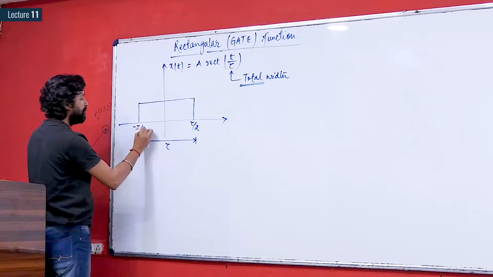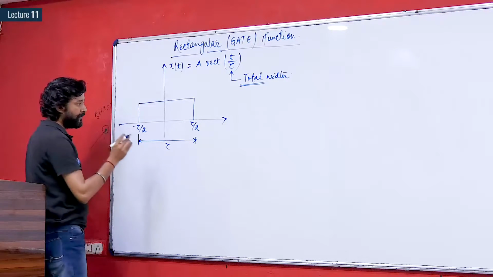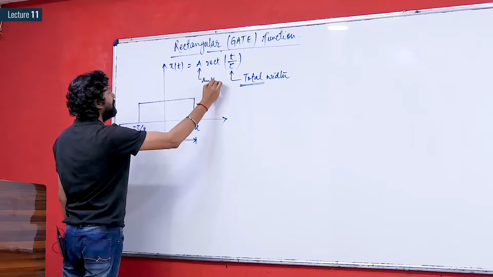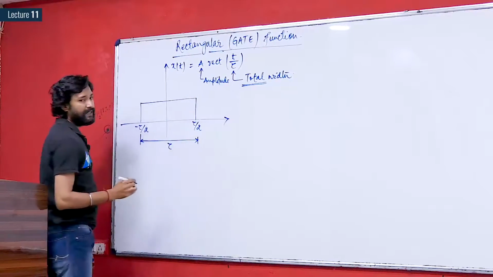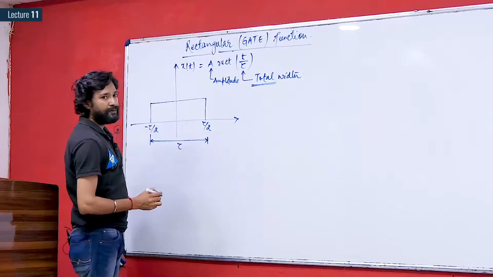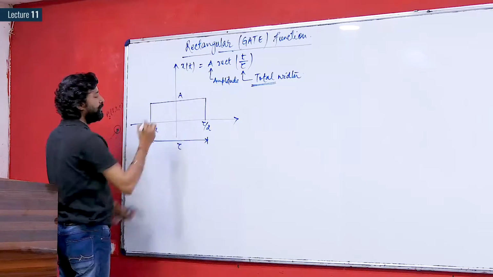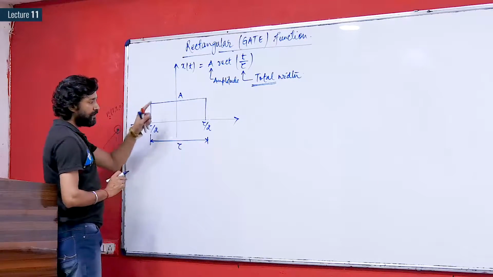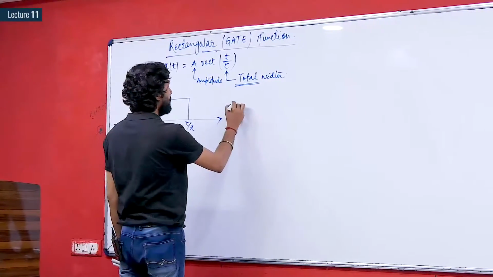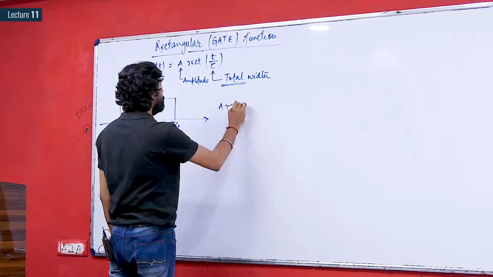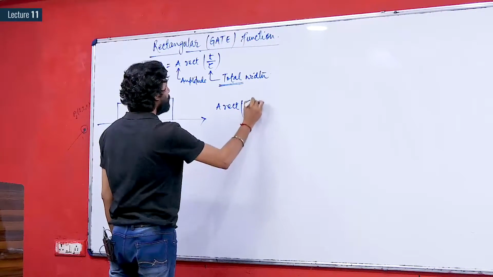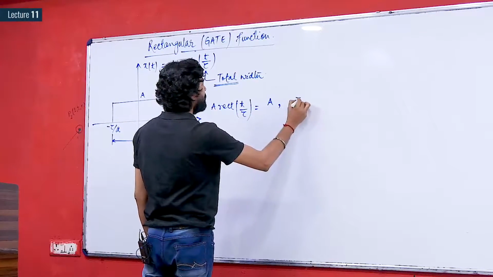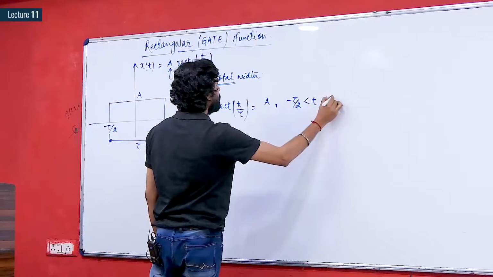So these points are minus tau by 2 and tau by 2, and during this interval this represents the amplitude a. So you can say that a rectangle of t upon tau represents a rectangle having value a, but only in the duration from minus tau by 2 to plus tau by 2. Mathematically, a rectangle of t upon tau can be written as a for minus tau by 2 to plus tau by 2.